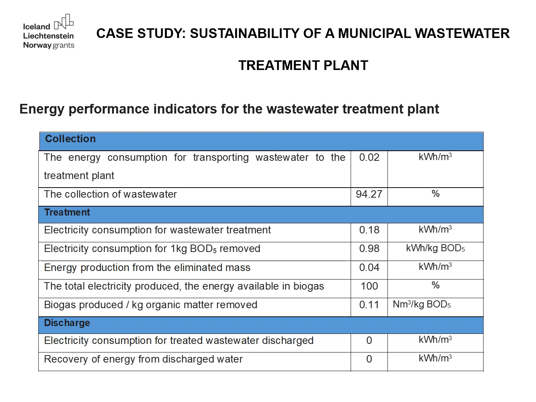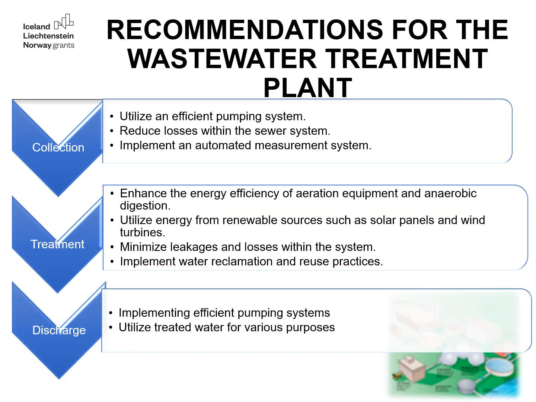Energy production for the eliminated mass is 0.04 kWh per cubic meter. The total electricity produced from the biogas represents 100%. And we also have the biogas produced per kilogram of organic matter removed, 0.11 normal cubic meter per kilogram of organic matter. In recent years, the concept of sustainability for wastewater treatment plants has evolved significantly.